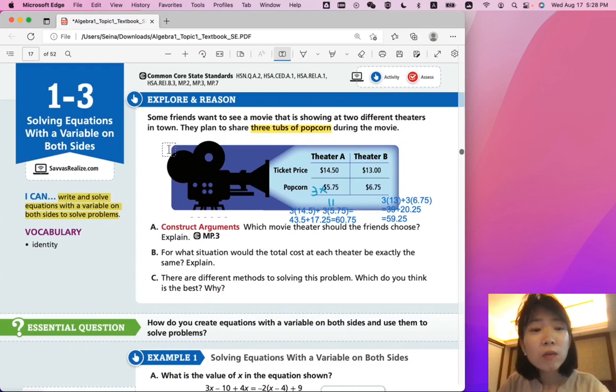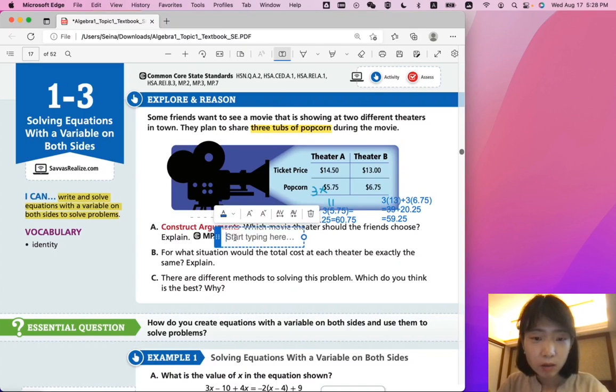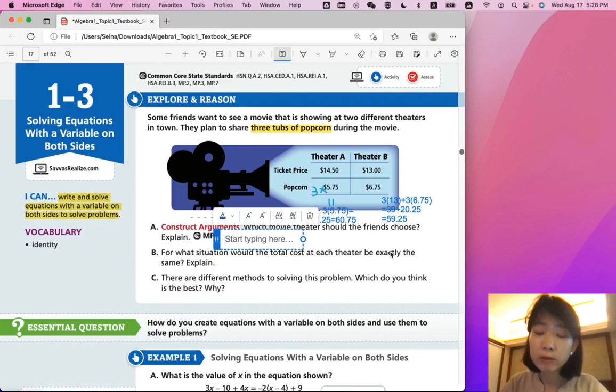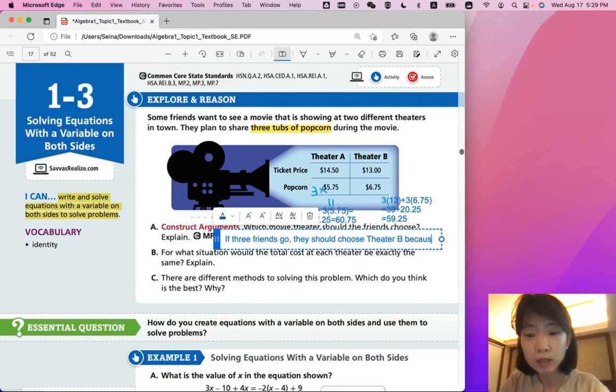But if we have some friends that are more than 3 people, then they should go to theater A. But if we're assuming only 3 friends go, they should choose theater B because it is cheaper.